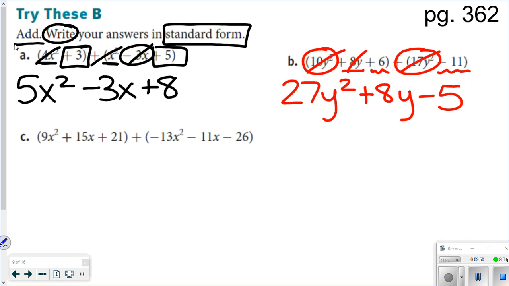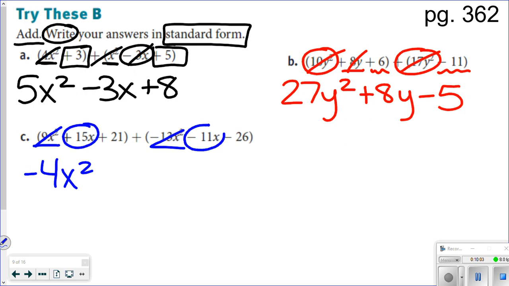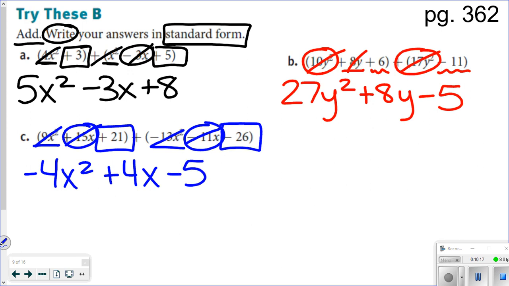Letter C. Let's work with our x squareds first, so 9 minus 13. Then I'm going to work with my x's, so 15 minus 11. And my constants, positive 21 minus 26 is negative 5.